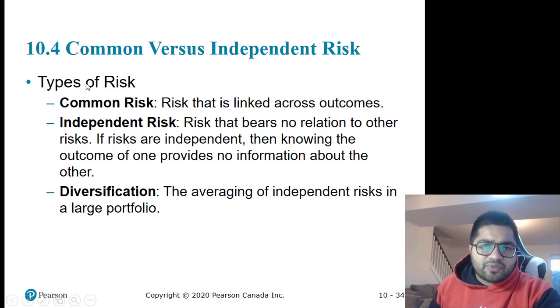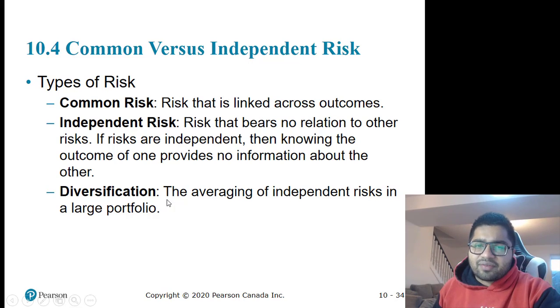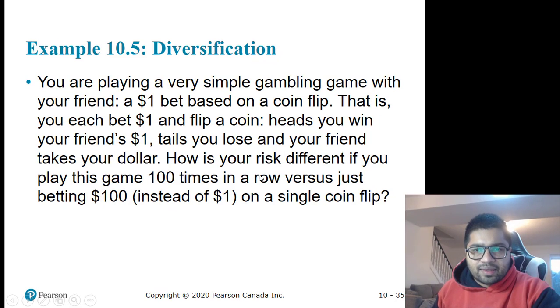Okay. So types of risk: common risk, risk that is linked across outcomes; independent risk, risk that bears no relation to other risk. If risks are independent, then knowing the outcome of one provides no information about the other. Diversification, the averaging of independent risk in a large portfolio. So they have given an example. You are playing a very simple game, $1 bet, that is each bet you get $1 and flip a coin, right? Heads you win, tails you lose, right?